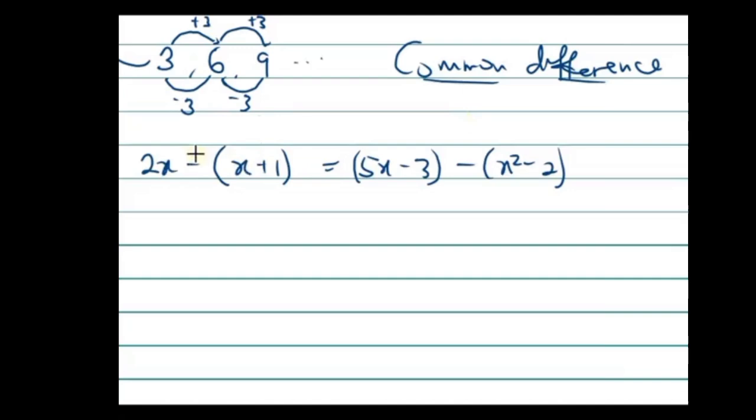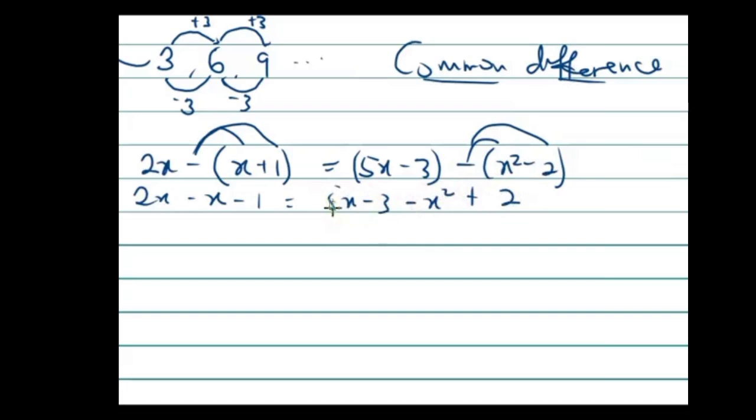So I'm going to distribute the negative inside the bracket. This will give us 2x minus x, and negative and positive will still give us negative 1. This is equal to, similarly, I'll distribute the negative inside this bracket. So I have 5x minus 3, negative times 6 gives us negative 6, negative times negative x squared gives us positive x squared, and negative times negative 2 gives us positive 2.